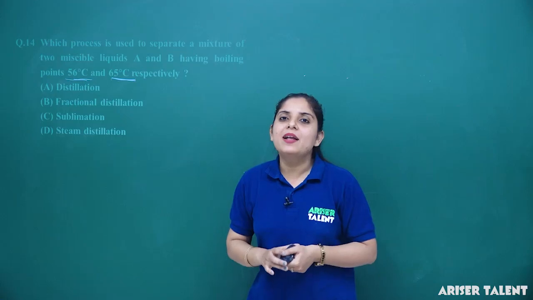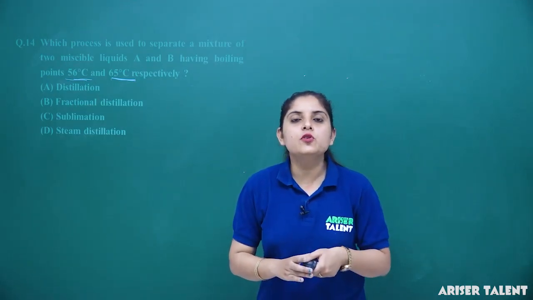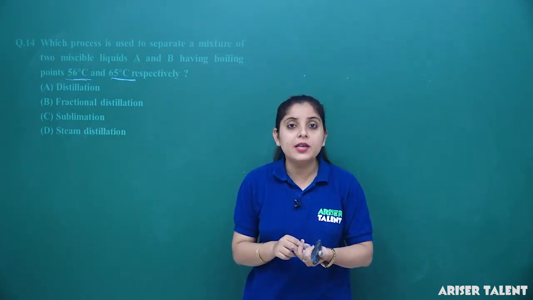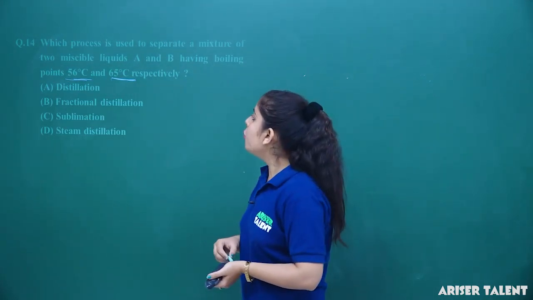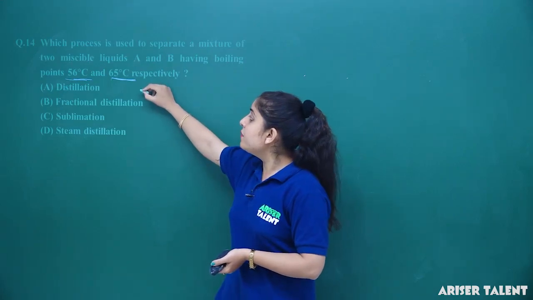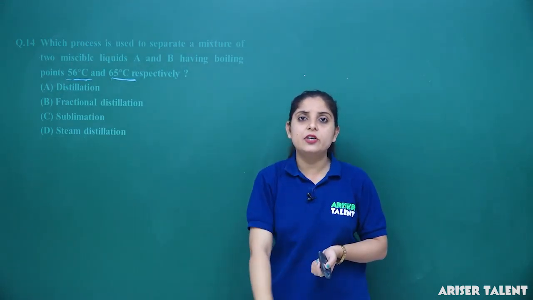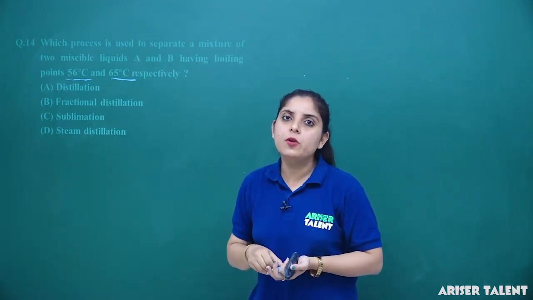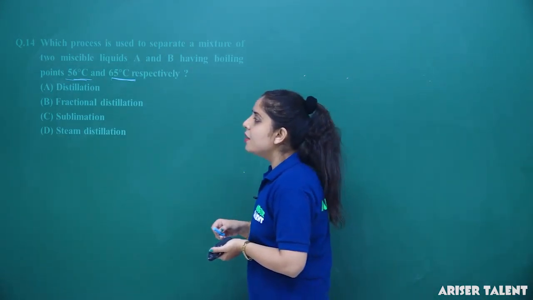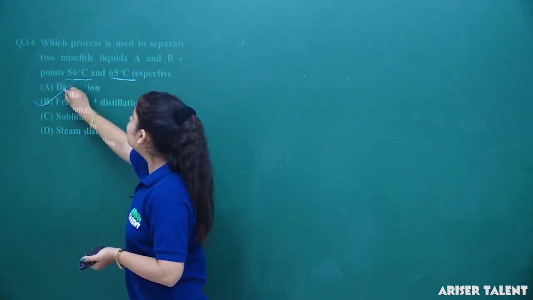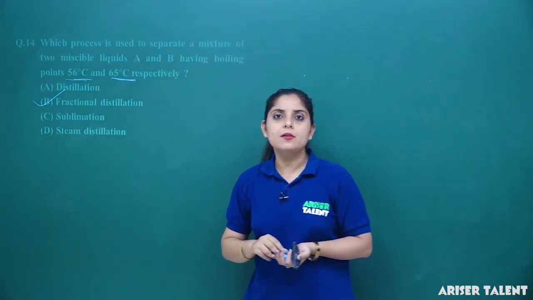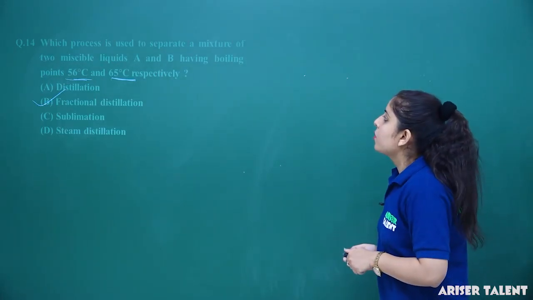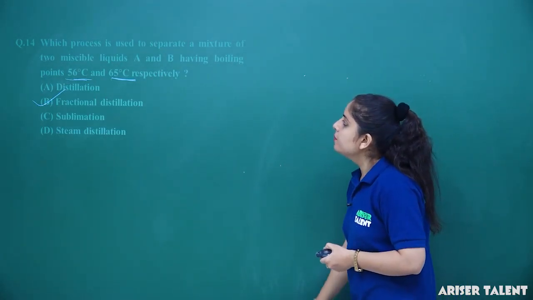So the only method which we are going to use for separating liquids that have a difference in the boiling point is fractional distillation. So don't get confused here. You are provided with distillation as well as fractional distillation, but fractional distillation is the method you will prefer when there is a difference in the boiling point. So the method which you prefer is option number B here. Now let's move to the next question.